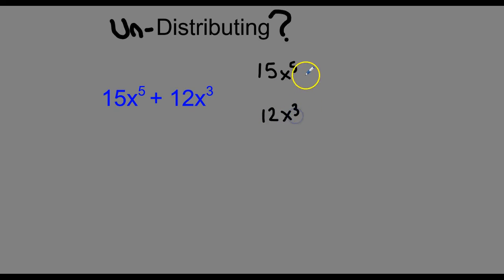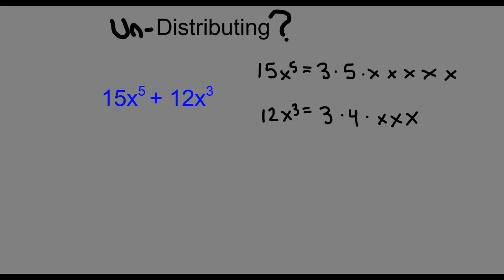As you guys get better and better at this, you will almost never have to actually do this. But just to see how it works, just to get a nice foundation, we're going to do it for now. So I'm going to write out the prime factorization of 15x to the fifth. Well, the prime factorization of 15 is 3 times 5. And then x to the fifth is x times x times x times x times x. And then the prime factorization of 12 is 3 times 4. X cubed is x, x, x.